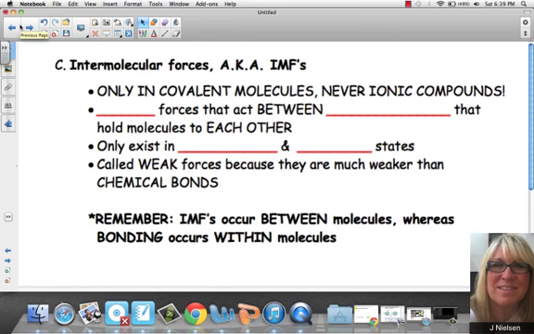Only in covalent molecules, first of all, is what I want to say. Intermolecular forces are not in ionic compounds. And these are weak forces that act between molecules, that hold molecules to each other. And these intermolecular forces only exist in the gaseous and liquid states.